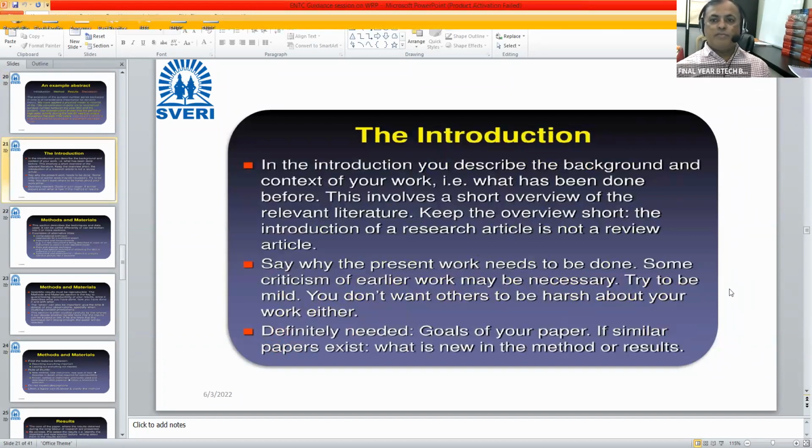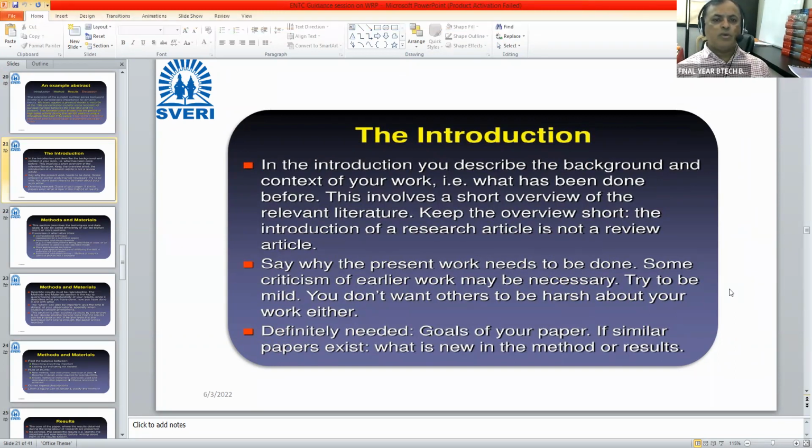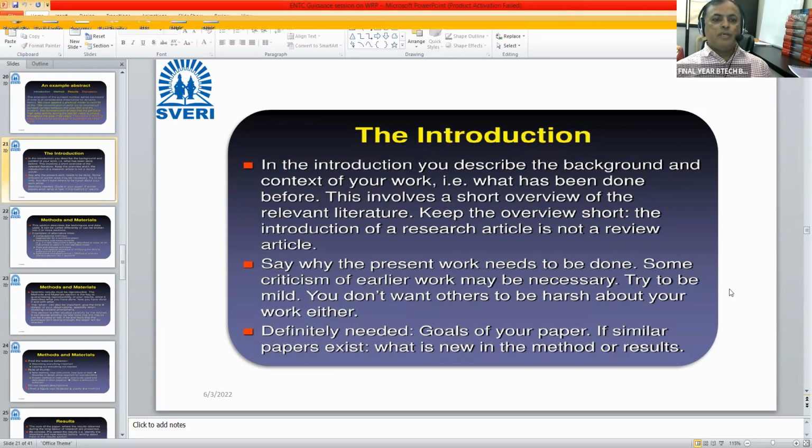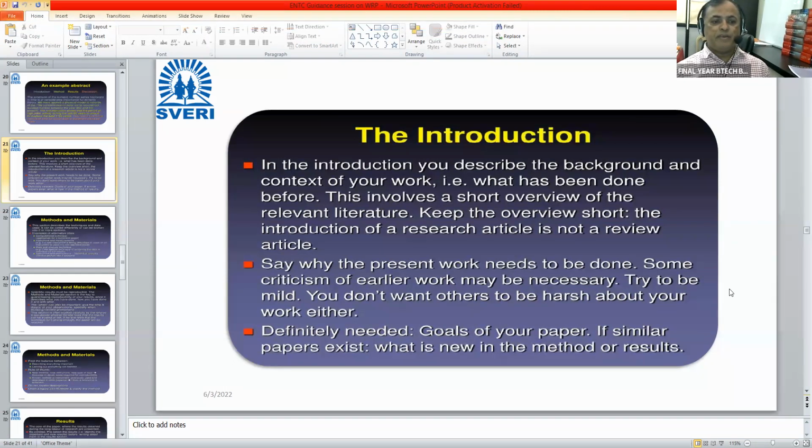Okay, we'll start with the introduction. In the case of the introduction, you need to describe the background and the context of your work, what has been done before. It may be relevant literature, a research article, not a review article. See, there are two different articles. One is a research article and the other is a review article. A review article is a very small article. A research article is a big article. So in a research article, you have to keep everything very specific.